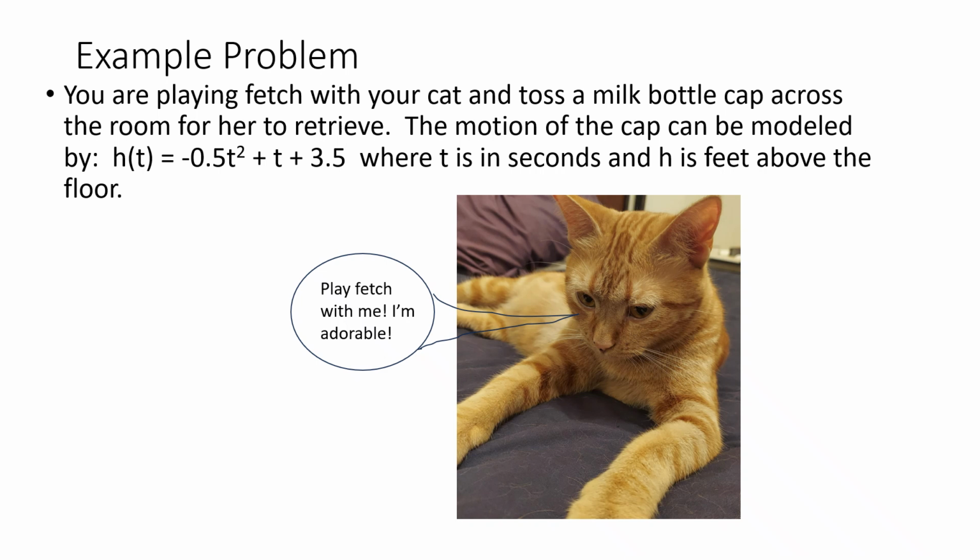So you're sitting on your couch, you're sitting on the floor, or wherever you are. And you've got a milk bottle cap and you throw that milk bottle cap across the room. The motion of the cap can be modeled by h of t equals negative 0.5 t squared plus t plus 3.5, where t is in seconds and h is feet above the floor.